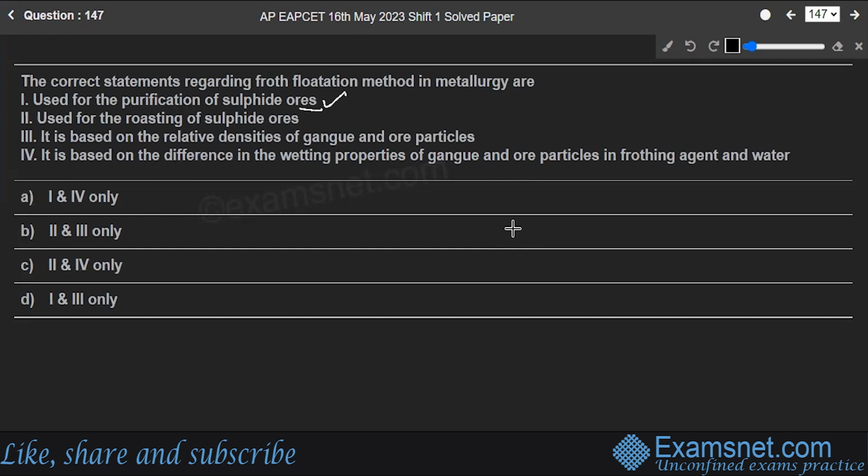Question 147. The correct statements regarding the flotation method in metallurgy. It is used for the purification of the sulfide ores. This is absolutely correct. Used for the roasting of the sulfide ores? No. It is based on the relative densities of the gangue and the ore particles? No, it is based on the difference in the wetting properties of the gangue and ore particles in frothing agent and water. This is also correct. So that means you have the first and the fourth options as the correct ones, which makes the first option the right answer. Hope you understood.